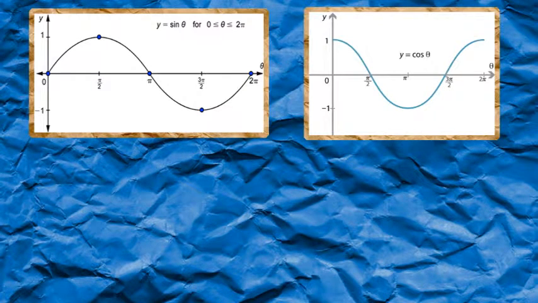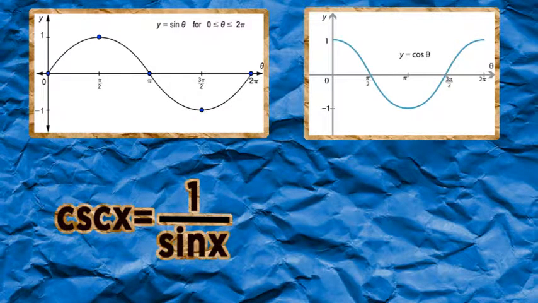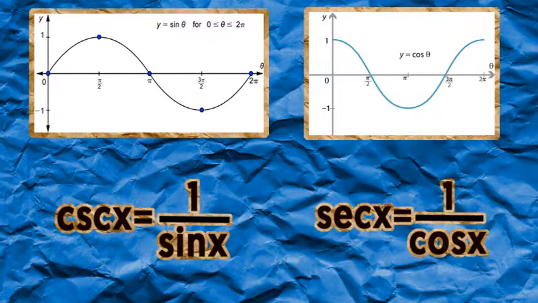The graphs of the two remaining trigonometric functions can be obtained from the graphs of the sine and cosine functions using the reciprocal identities cosecant x is equal to 1 over sine x and secant x is equal to 1 over cosine x. For instance, at a given value of x, the y-coordinate of secant x is the reciprocal of the y-coordinate of cosine x. Of course, when cosine x is equal to 0, the reciprocal does not exist. Near such values of x, the behavior of the secant function is similar to that of the tangent function.